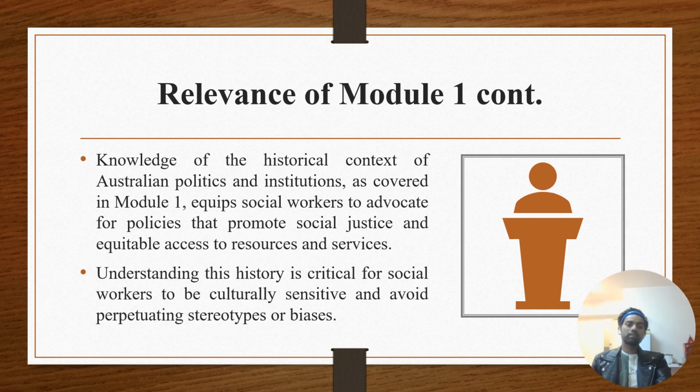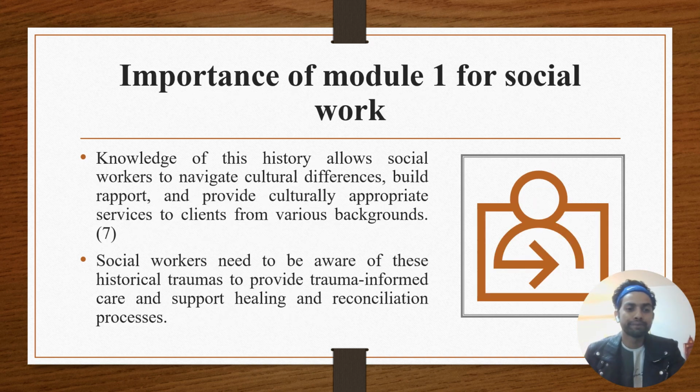Relevance of module first. Knowledge of the historical context of Australian politics and institutions, as covered in module first, equips social workers to advocate for policies that promote social justice and equitable access to resources and services. Understanding this history is critical for social workers to be culturally sensitive and avoid perpetuating stereotypes or biases. So, onto another slide.